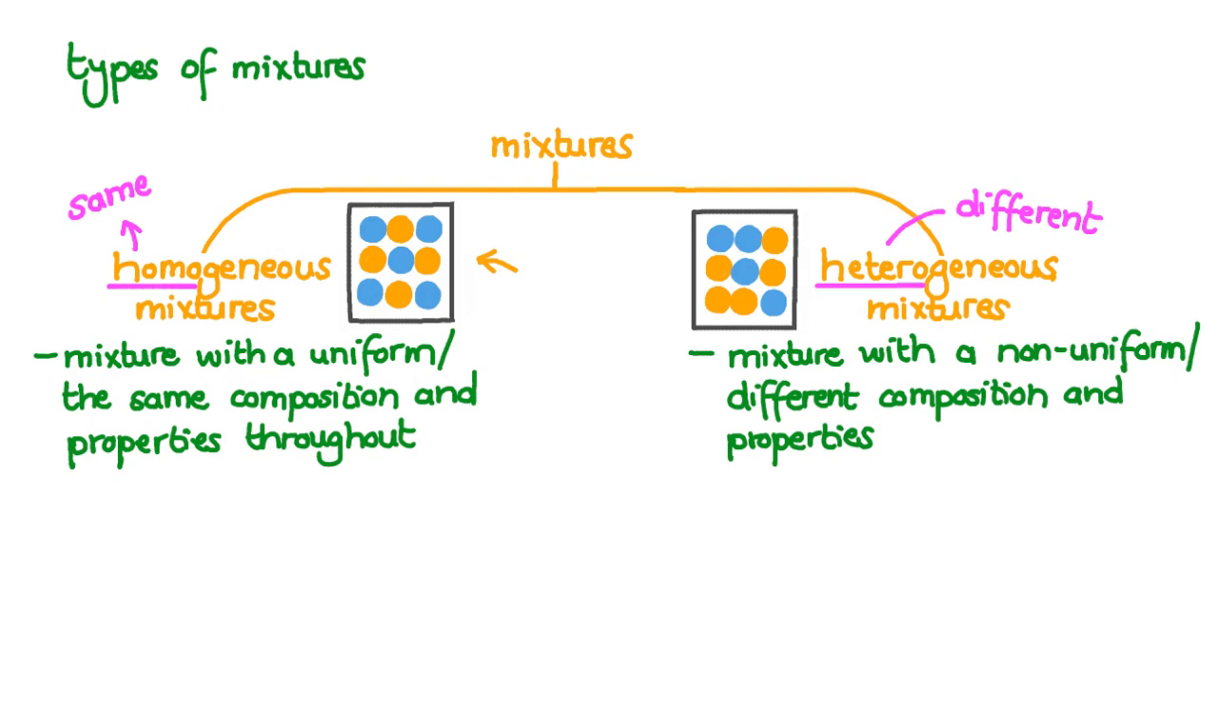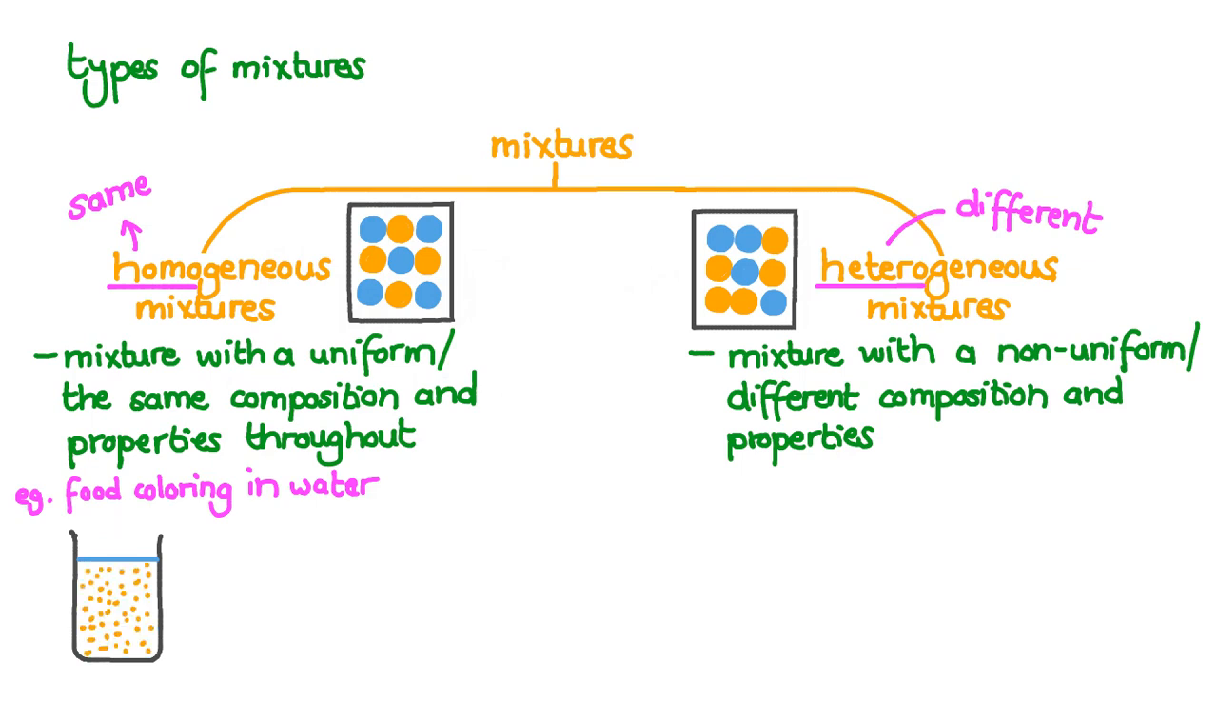Notice the even distribution of the different particles in a homogeneous mixture and the uneven distribution of the different particles in a heterogeneous mixture. Let's look at some specific examples. If some orange food coloring were added dropwise to water and mixed thoroughly, the particles would distribute themselves evenly throughout the mixture. Every part of the mixture would look the same and have the same properties.